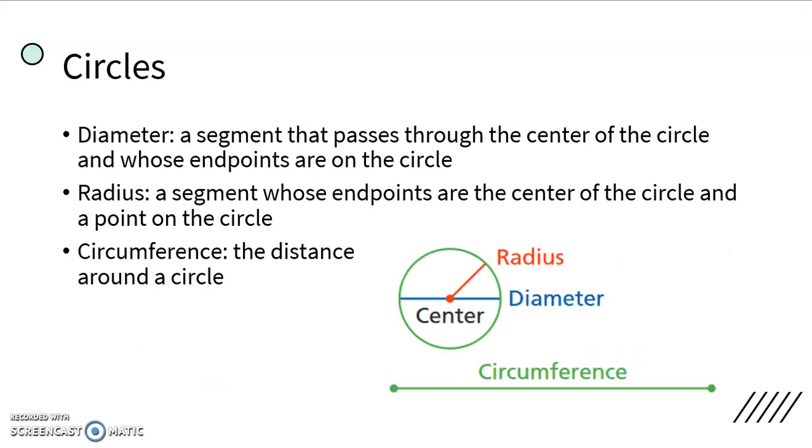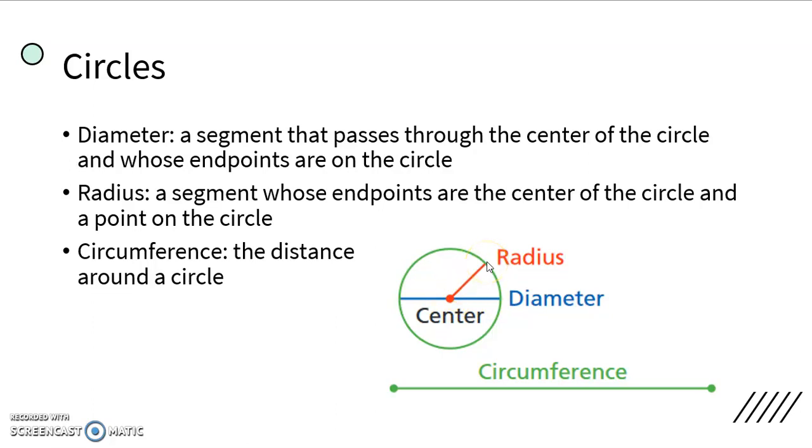Before we get to the formulas, though, we have to talk about a few important terms first. Okay, you probably already know these from grade school, but let's just review them really fast. The diameter is a segment that passes through the center of the circle and whose endpoints are on the circle. Essentially, it's the total distance across the center of the circle. The radius is a segment whose endpoints are the center of the circle and a point on the circle. So it measures from the middle to the edge of the circle.